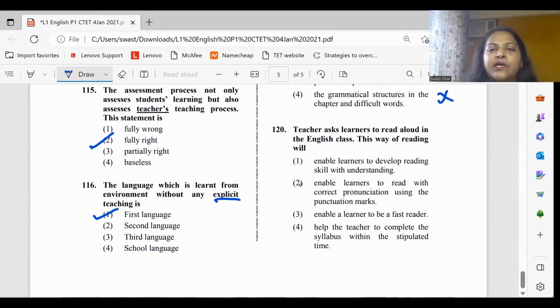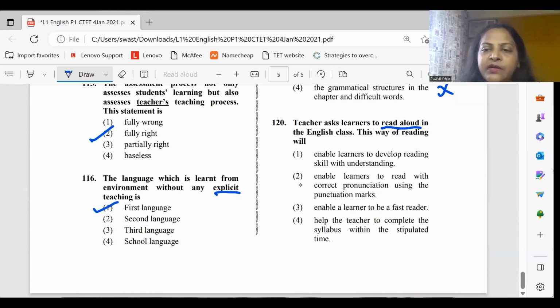The last question, question 120, teachers ask learners to read aloud in the English class. So there's loud reading happening. What will this reading do? It will enable learners to develop reading skills with understanding. Okay. This seems correct. And enable learners to read with correct pronunciation while using punctuation marks. So this would be the better option. Fast reader we don't want, and completion of syllabus is not there. So develop reading skills with understanding, yes, is broad, but correct pronunciation and punctuation marks would be the focus of loud reading.